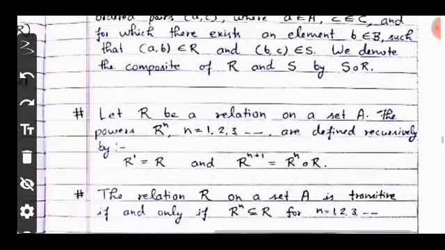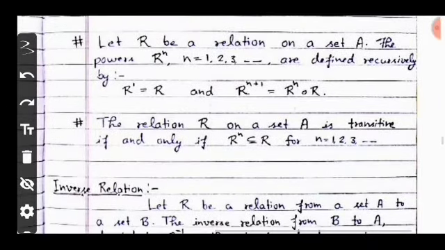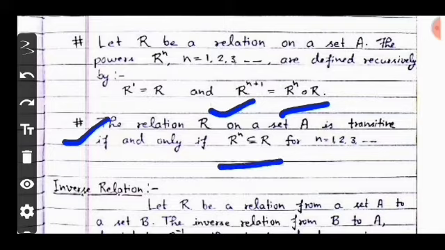Let R be a relation on a set A. The power R^n, where n is 1, 2, 3 and so on, is defined recursively by R^1 equal to R and R^(n+1) equal to R^n composed with R. So the relation R on set A is transitive if and only if R^n is a subset of R for all n equal to 1, 2, 3 and so on.